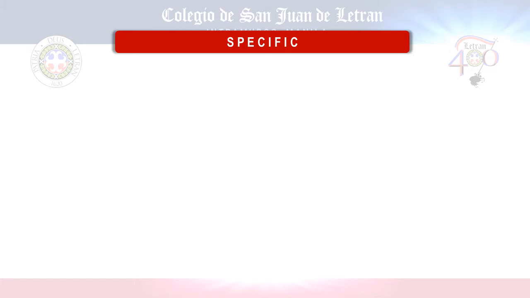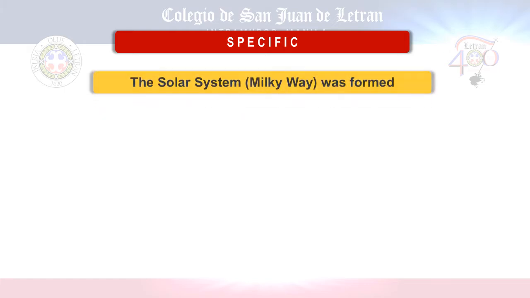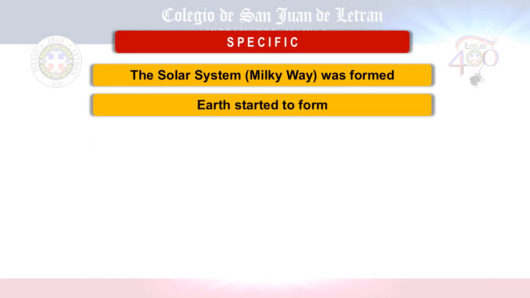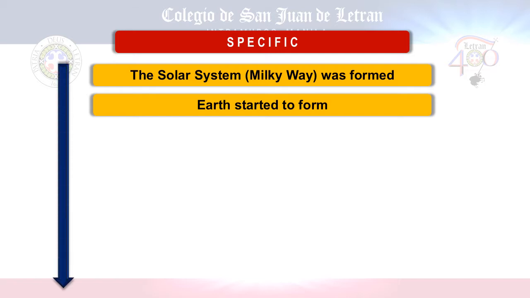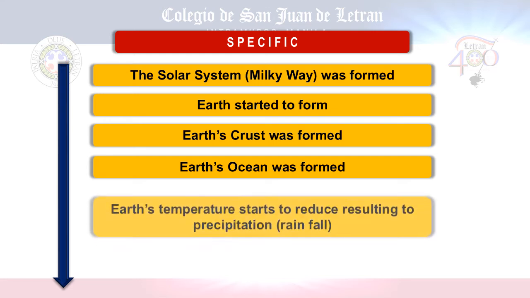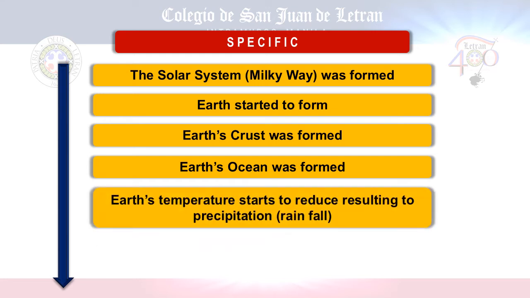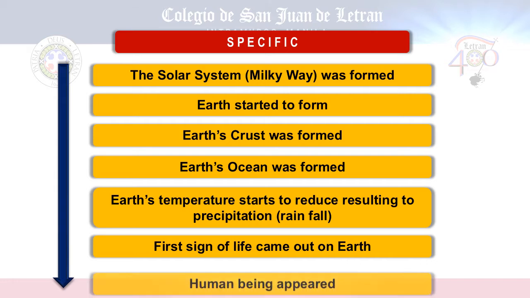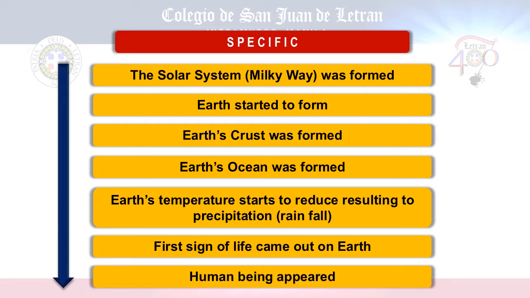In the specific geological timescale, first the solar system was formed. This was followed by forming of the planet Earth, then Earth's crust, then Earth's ocean, then Earth's temperature started to reduce, resulting to precipitation or rainfall. Then the first sign of life came out on Earth. So the very first organism to live on Earth have been bacteria. Then this was followed by the appearance of human being.